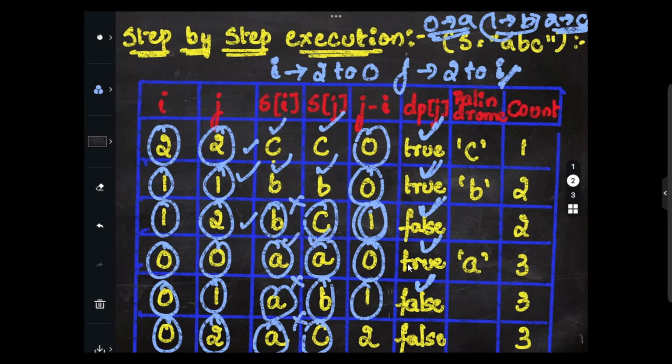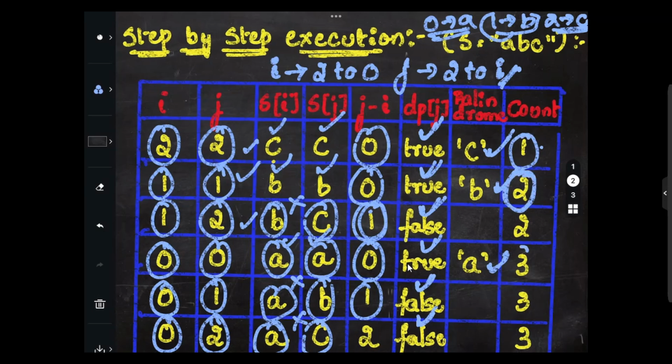These three are true, and this one is again false. So these three are true: AA, BB and CC, which are palindromes. When we got CC as a palindrome, we increment the count to 1. When we got BB as a palindrome, we increment the count. Now the count is 2.